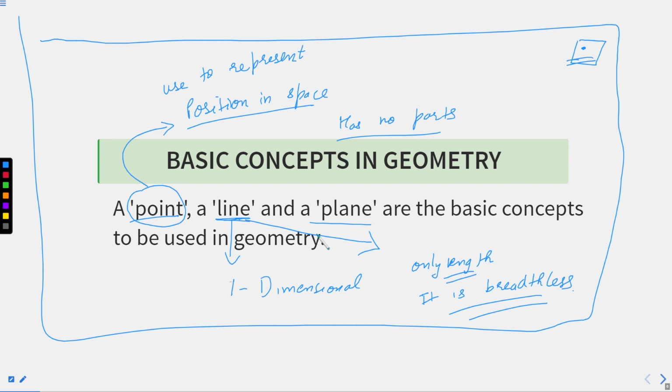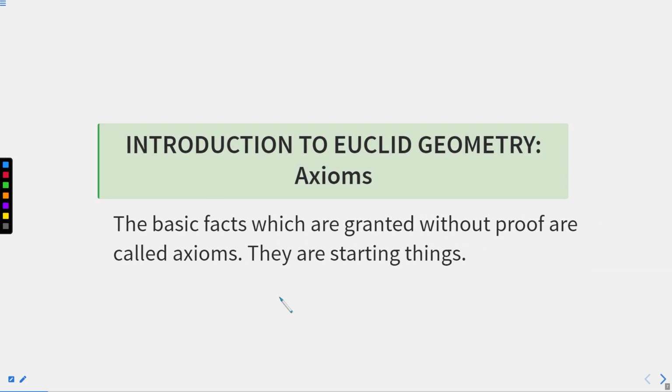The plane, the line, or the point. We will move to the next slide. Okay, so let's move. So now first see the axioms. What Euclid meant by axioms and postulates. You will see the word postulates later.